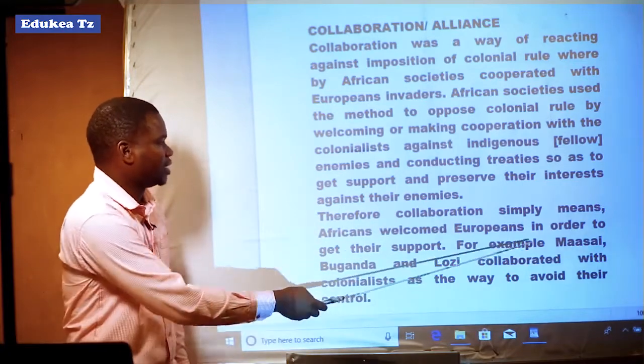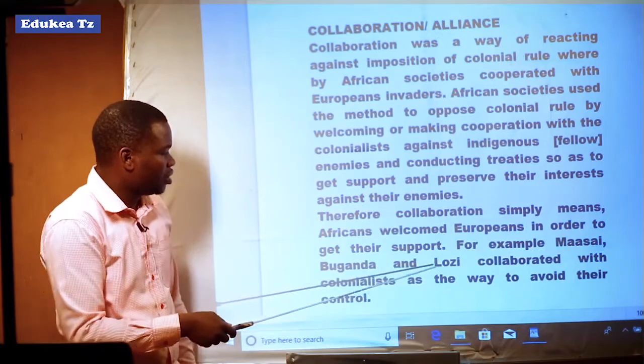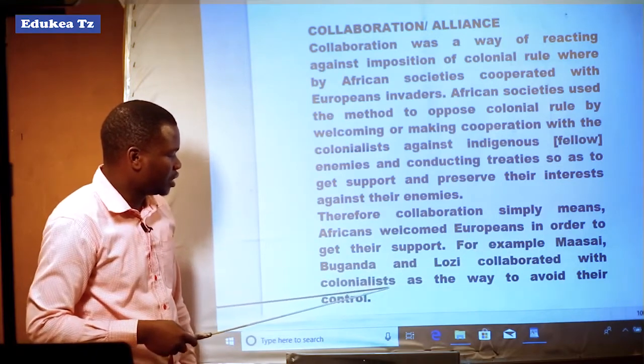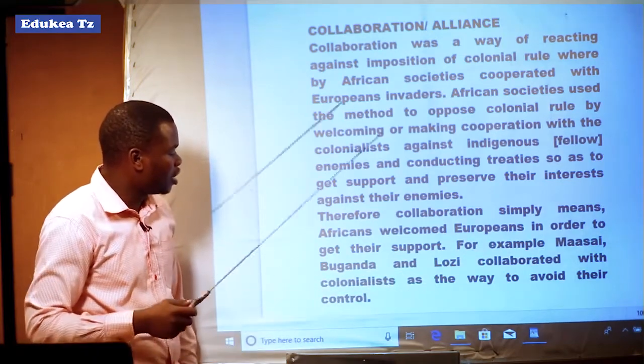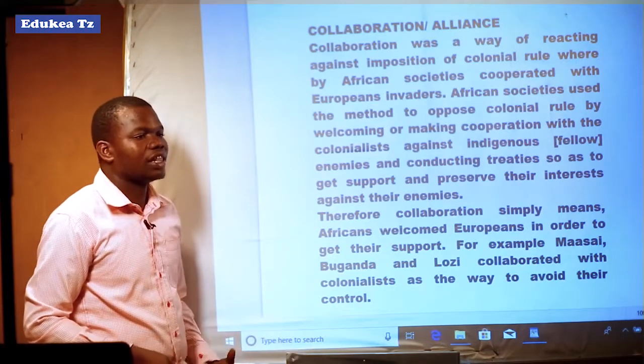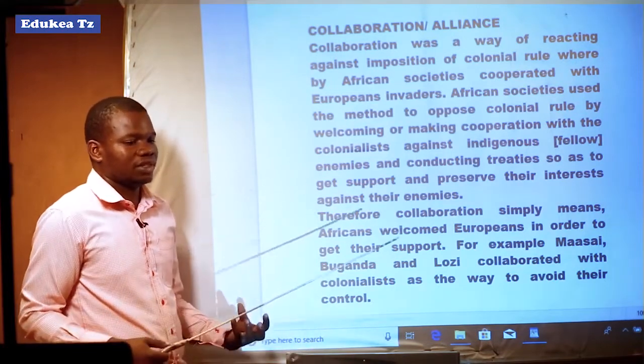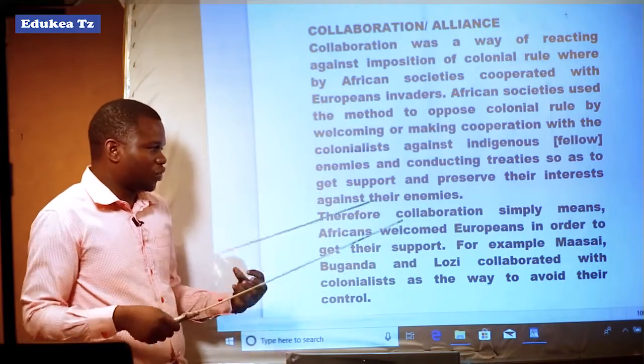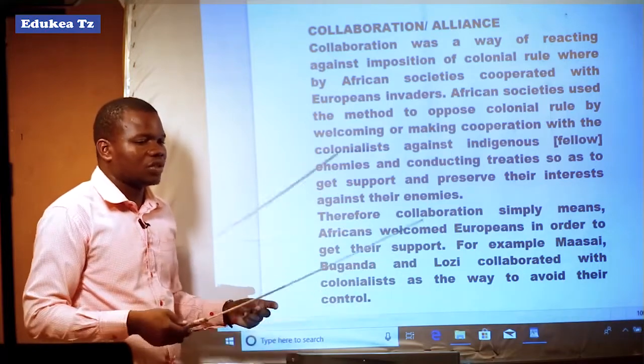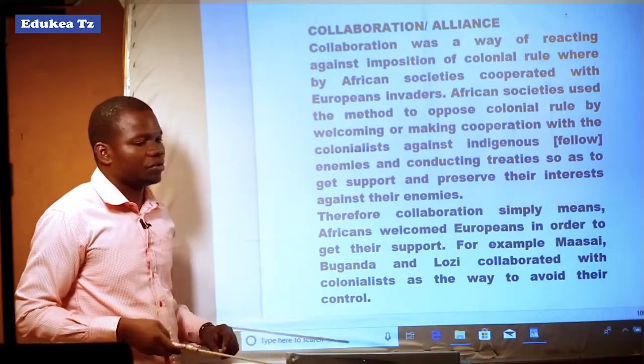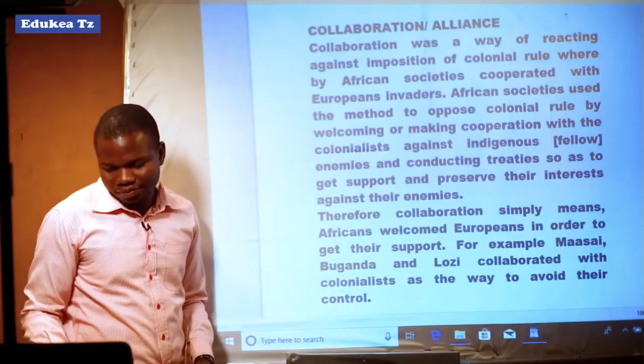For example, the Maasai, Buganda, and the Lords collaborated with the colonialists as a way to avoid their control. That is to say, they tried to defend themselves, to collaborate or make friendship with the Europeans so that they could be free from colonial domination.